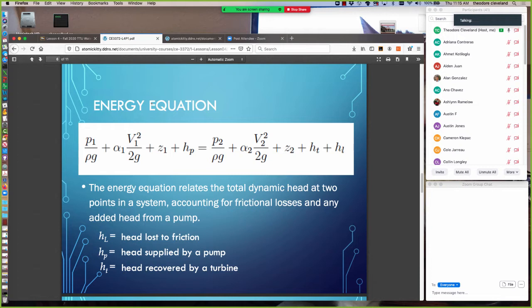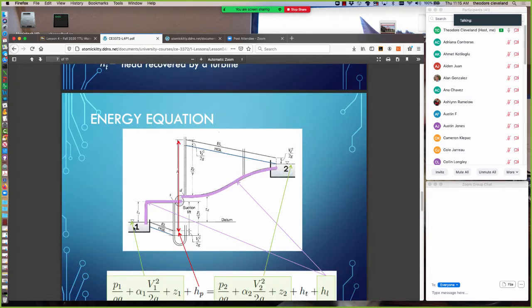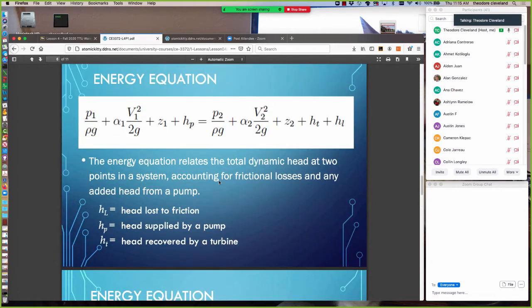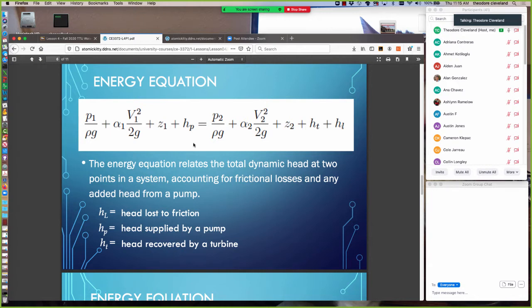And what it does is it relates the total dynamic head at 2 points on a flow system, in this case a pipeline system, accounting for frictional losses, in this case any added head from a pump, and it looks like I have a turbine in it. So the energy equation is written here moving from location 1 to location 2. So it's implicit that flow is from 1 to 2. If that's not the case, the signs of some components are changed.